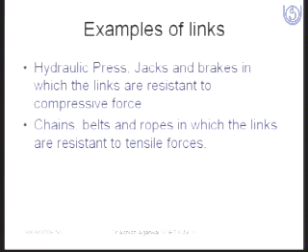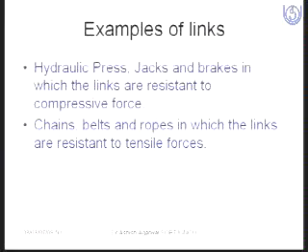Here are examples of different links in practice. For example, your hydraulic press, jacks and brakes, where the links are resistant to compressive forces. Similarly, chains, belts and ropes are also treated as links, and they are resistant to tensile forces. So you see that here there are 2 types of forces, compressive forces and tensile forces, and the links should be capable of bearing such loads, either compressive or tensile, depending upon the situation. In the hydraulic press there is a compressive force, so the links there should be resistant to the compressive force. Similarly, chains and belts are resistant to tensile forces, and they are also treated as links.